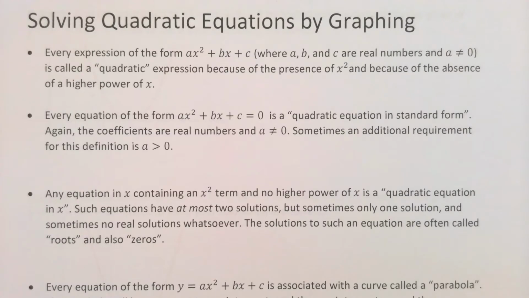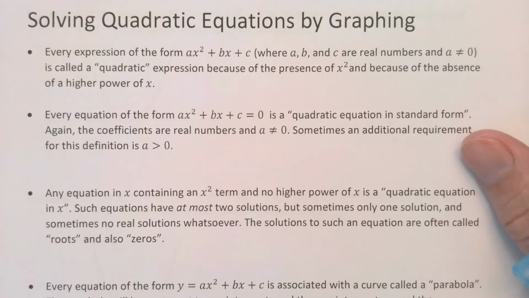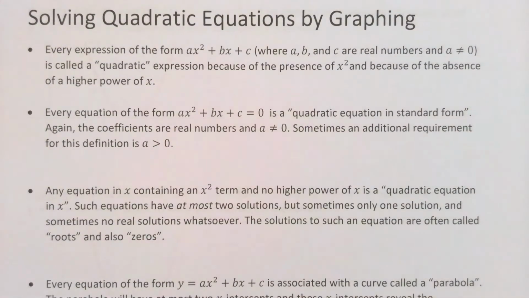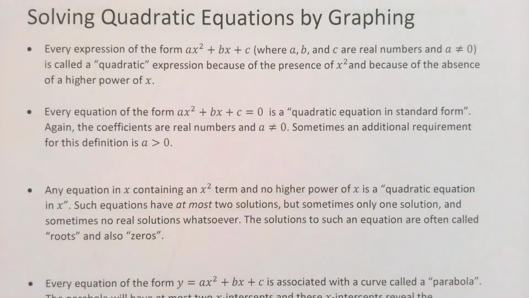So any equation that has an x squared term in it anywhere, even if it's not in standard form, is a quadratic equation. And they will have at most two solutions. Sometimes only one solution, and sometimes no real solution whatsoever. Again, a quadratic equation is where the highest powered term you see is x squared. And there has to be an equal sign, of course.